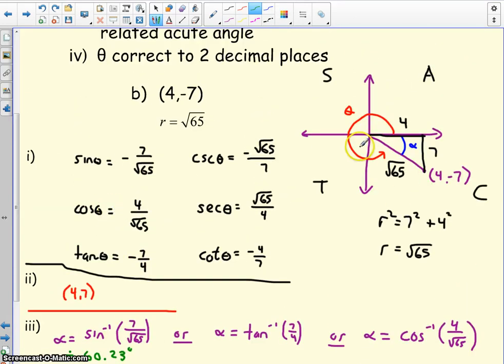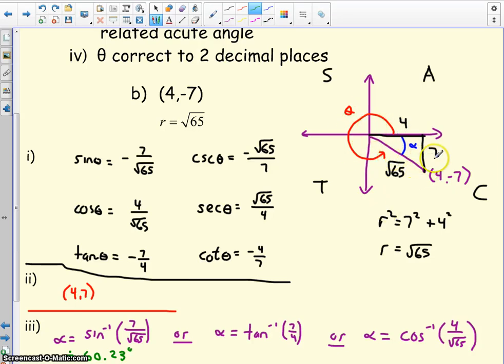So first thing you want to do is draw your triangle in the 4th quadrant, because again the point 4, -7 is down there. Label the sides of your triangle, so you have 4 for the x, 7 for the y. Your alpha, in blue here, is the one inside the triangle with the nearest x-axis. Your theta goes all the way around up to the terminal arm. And the first thing you also have to do is find that third side of the triangle.